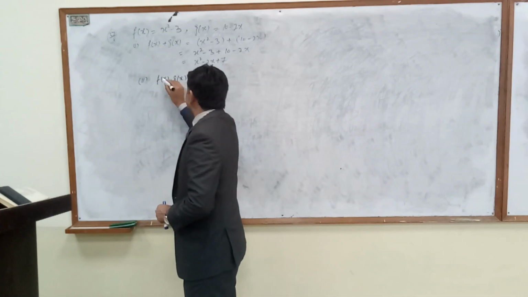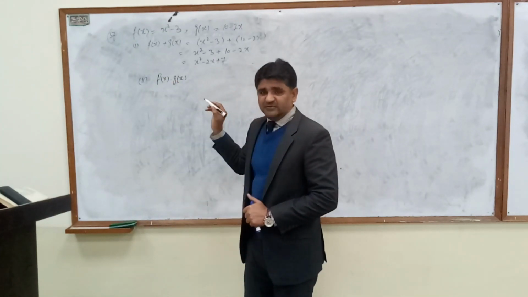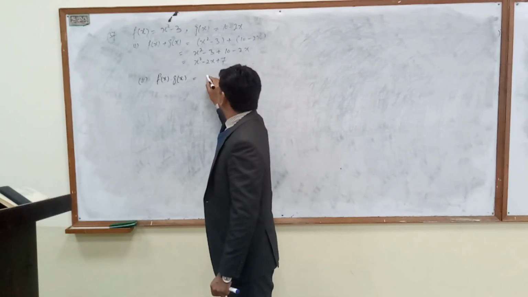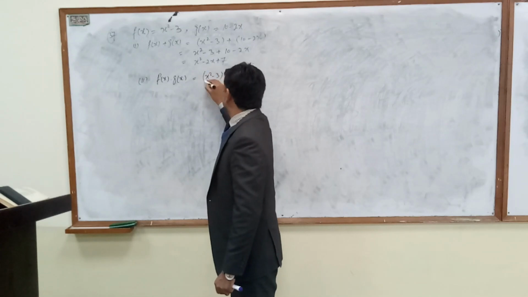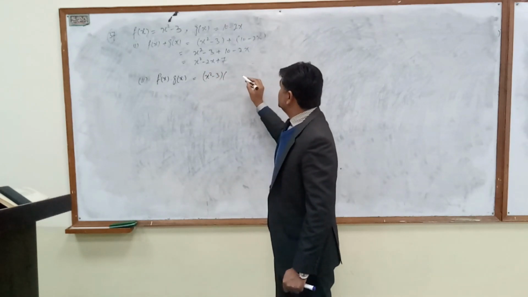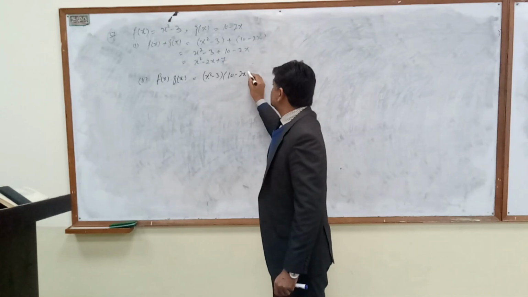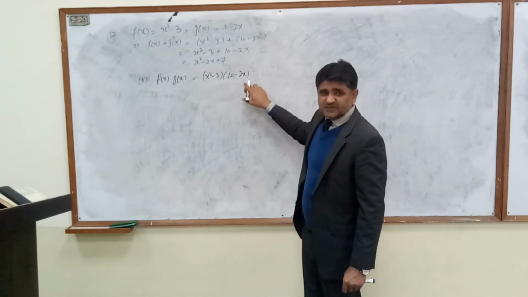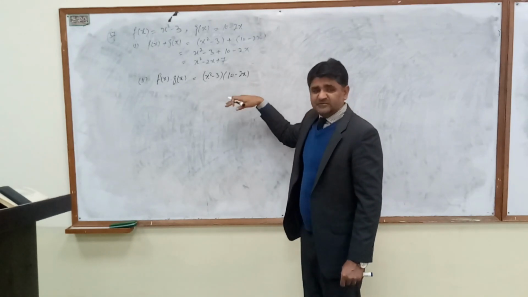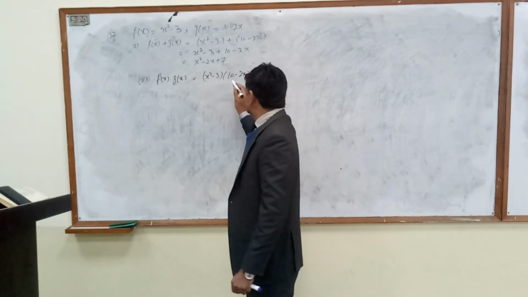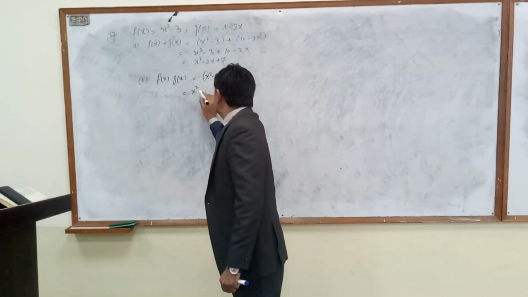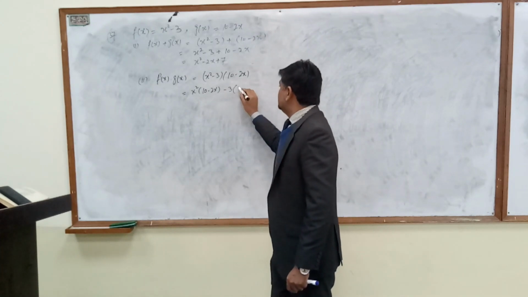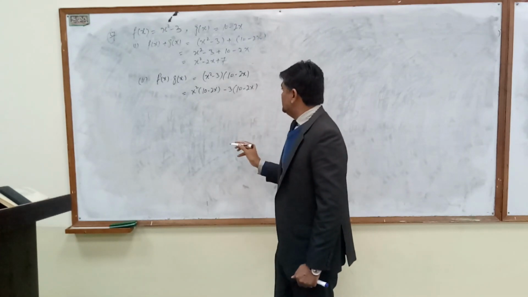f of x into g of x. So what is f of x? x square minus 3 is going to multiply with 10 minus 2x. First we multiply the first component with this whole expression, then the second component will also be multiplied with this. So x square into 10 minus 2x, minus 3 into 10 minus 2x.